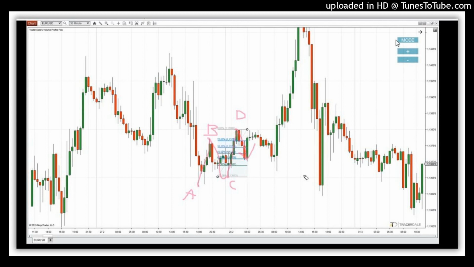There is no strategy with 100% accuracy, so it doesn't really matter. As long as your winning ratio is above like 55 or 60%, you should be fine.